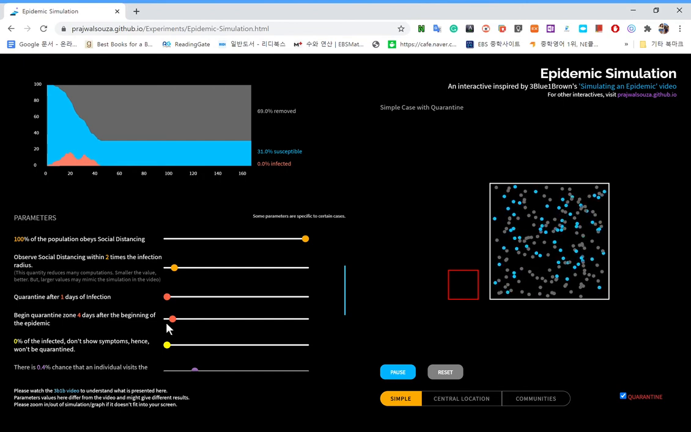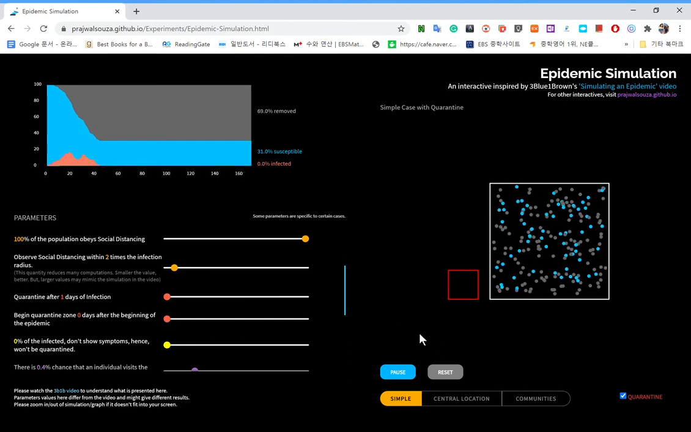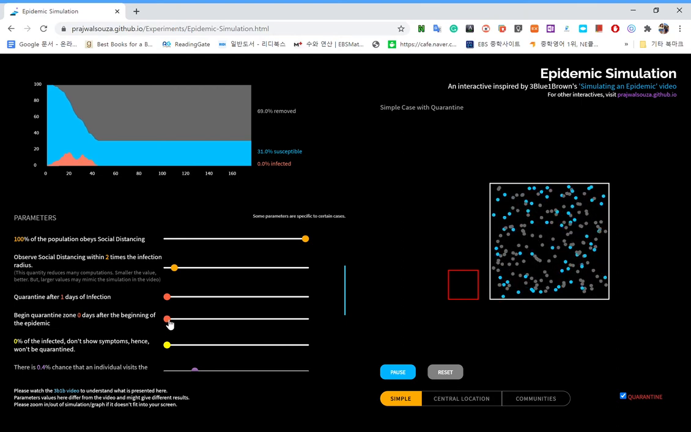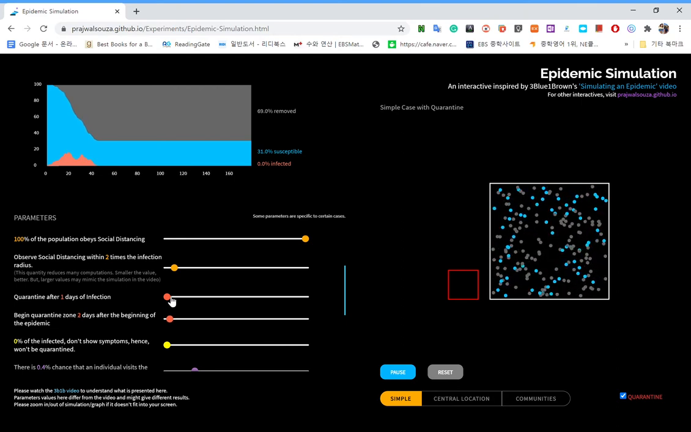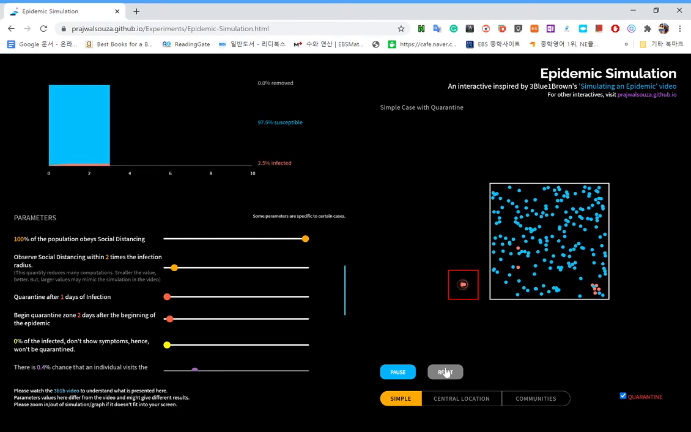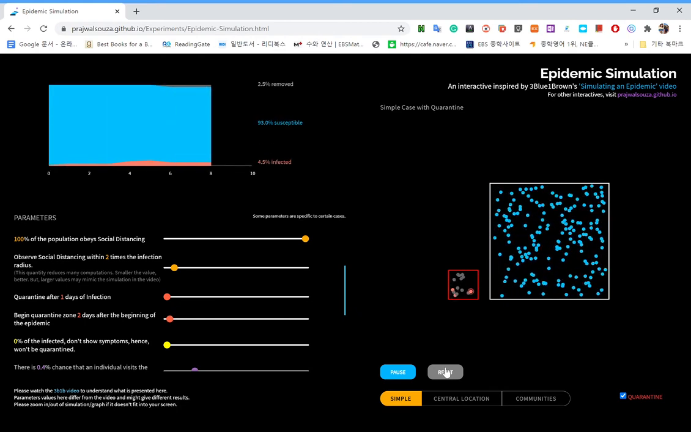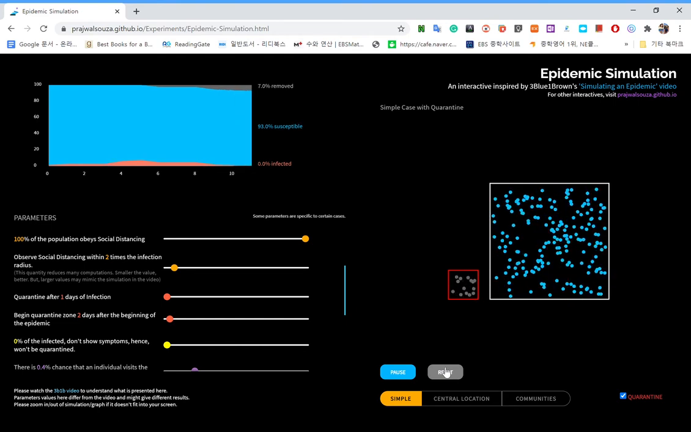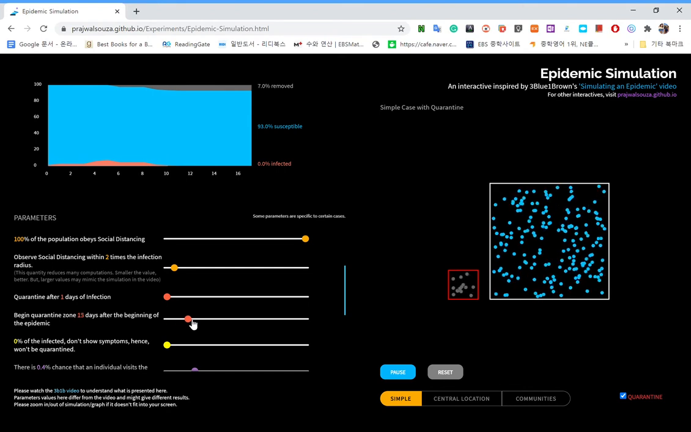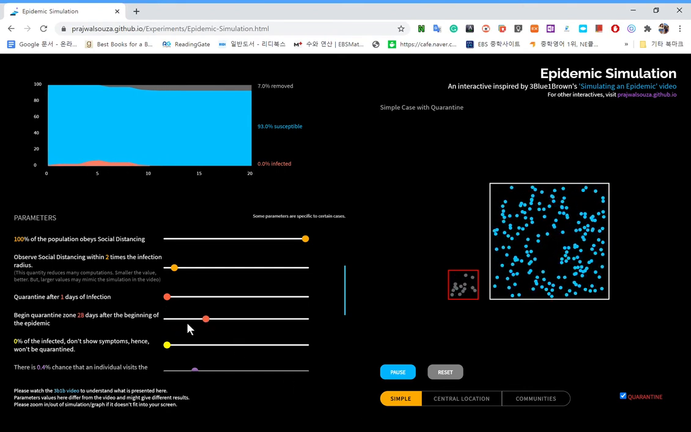Imagine a super fatal disease with a 100% chance of death. How much do you think it would spread? It would be something like this. Very quick containment, so as few people die as possible. But what happens if this happened?